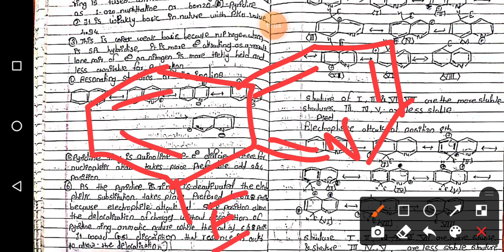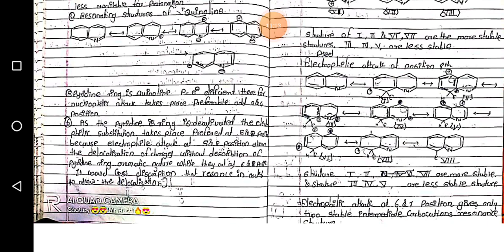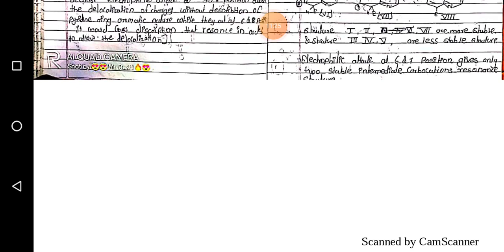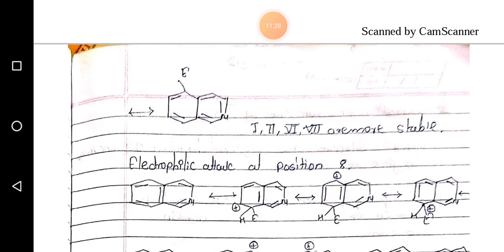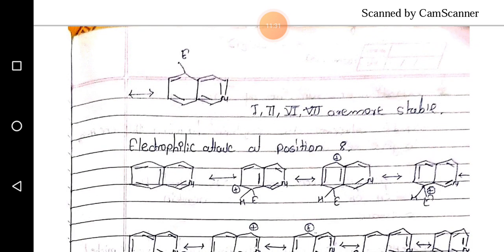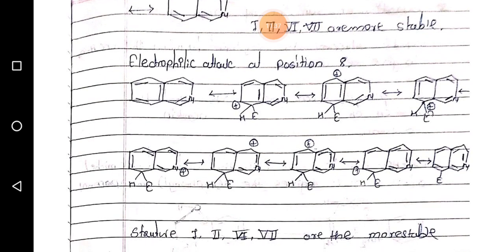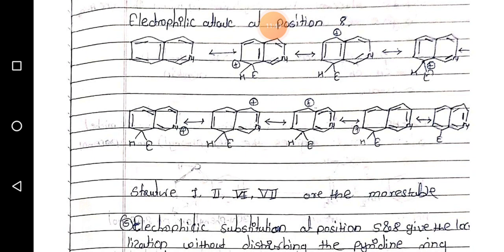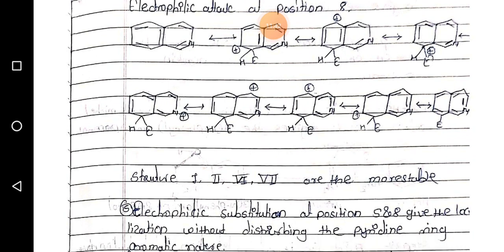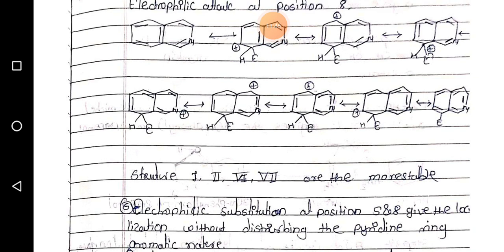So in this way we can draw the various resonating structures. Now the first, second, sixth and seventh structures are the more stable structures. Third, fourth and fifth are the less stable structures. So electrophilic attack at the 6th and 7th positions gives only two stable intermediate carbocation resonating structures. First, second, third, fifth, sixth and seventh are more stable. So electrophilic attack at position 8 again gives the total structures, how to draw them, and which are the more stable states. So this is all about the resonating structures.